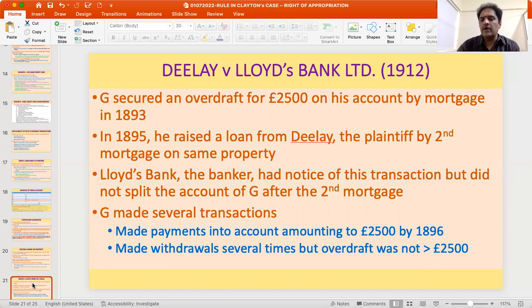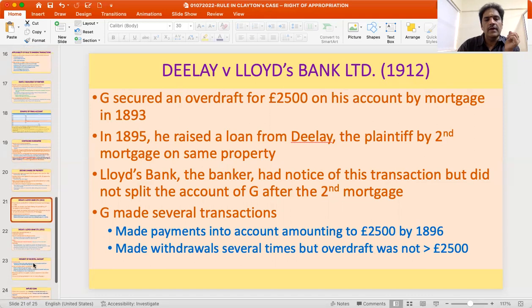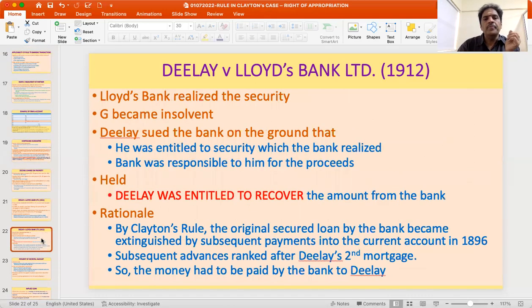Then subsequently, he also made several withdrawals, but at no point of time was the overdraft more than £2,500, which was the overdraft for which the security was given by the bank. So then Lloyds Bank, when amounts were not forthcoming from G, realized the security. Subsequently, G became insolvent.